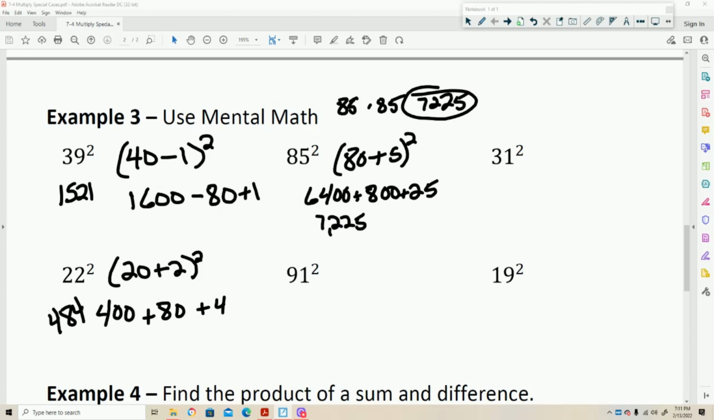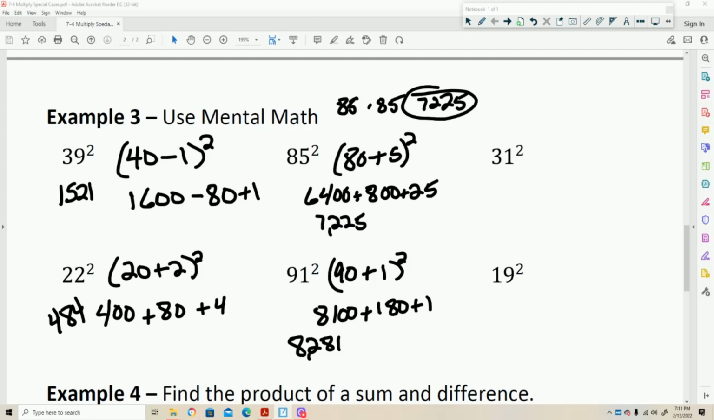Okay, let's look at 91 squared. Well, that is 90 plus 1 squared. Okay, so I get 8100 plus 180. 2 times 90 times 1, 180. And then add the square of the last term there, 1. So I get 8280 plus 1, that's 8281 for the square of 91.